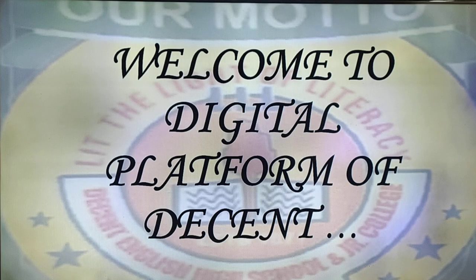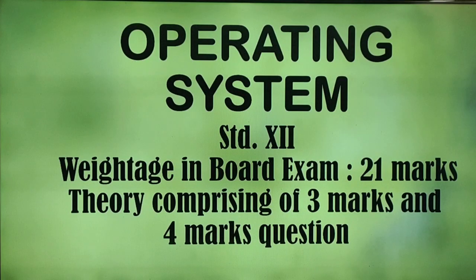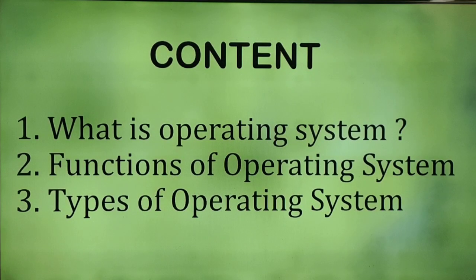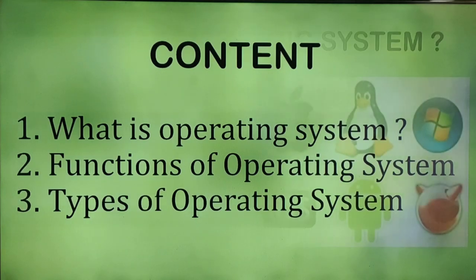Let's start with the first unit of class 12th, chapter 1, Operating System. It's a theory chapter with a weightage of 21 to 22 marks in board, comprising 3 and 4 marks questions. The content which will be covered in this part is what is operating system, its functions and terminologies related to operating system. So let's start.